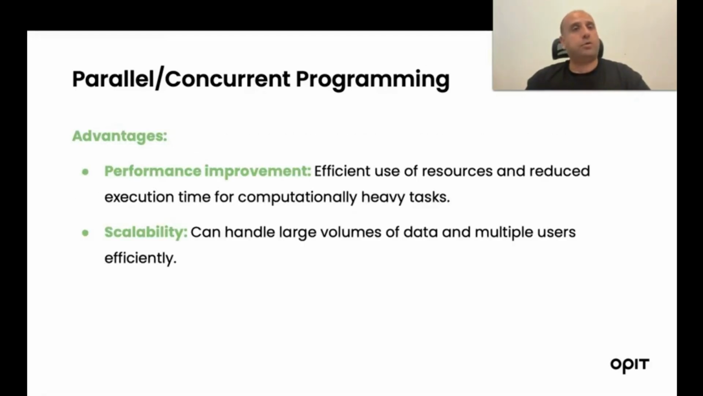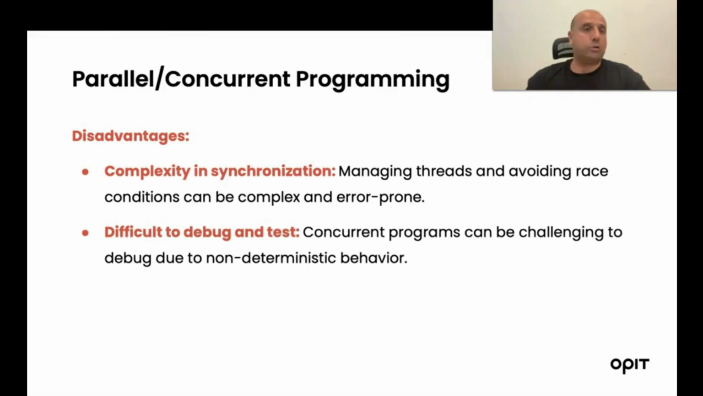Two advantages: performance improvement, which is efficient use of resources and reduced execution time for computationally heavy tasks, and scalability, because it can handle large volumes of data and multiple users efficiently. What are the disadvantages? We have also two: the complexity in synchronization, so managing threads and avoiding race conditions can be complex and error prone, and being difficult to debug and test, because concurrent programs can be challenging to debug due to their non-deterministic behavior.